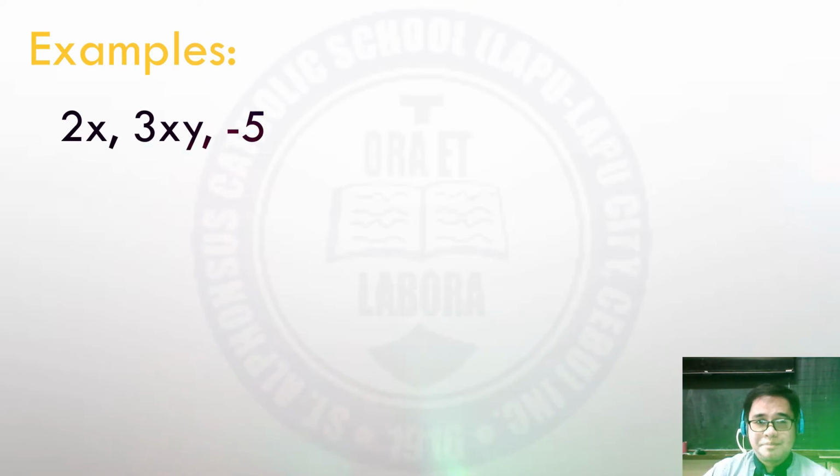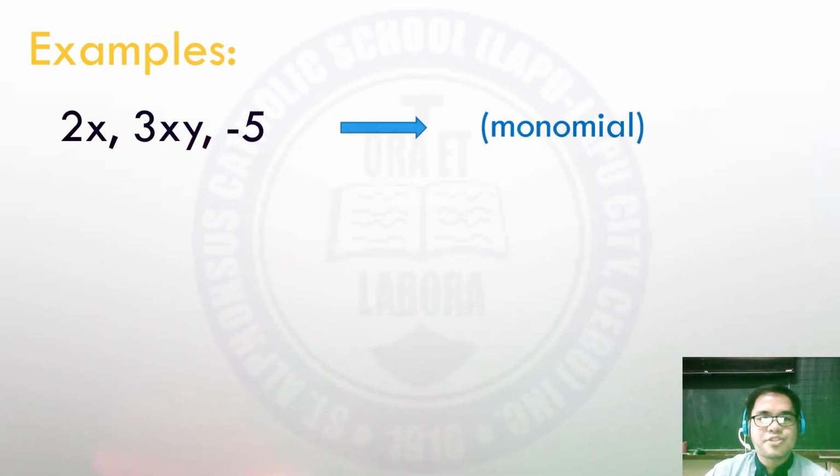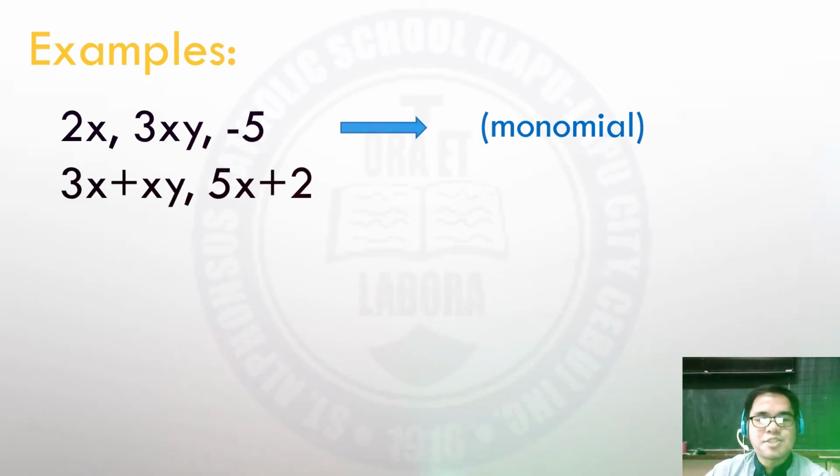These are the examples of polynomials. We have 2x, 3xy, and negative 5, also known as monomial because the given expressions indicate one term only. We have also 3x plus xy and 5x plus 2, also known as binomial because the given expressions indicate two terms. Why two terms? It is because the plus sign is there, which is an indicator of knowing the number of terms in a polynomial.